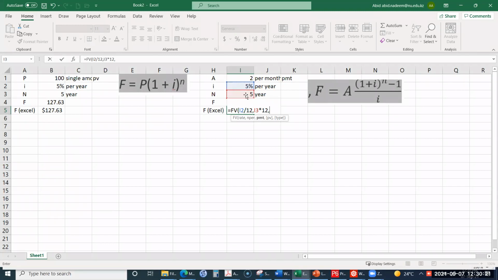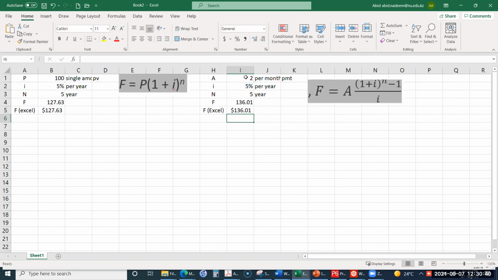And now in this case, payments, PMT, these are the amounts which we are depositing every month. Because these are the amounts which we are depositing, this is the amount going away from us, so I will take negative and then this value. That's all we need over here. We close the bracket and we get the same answer, 136.01.